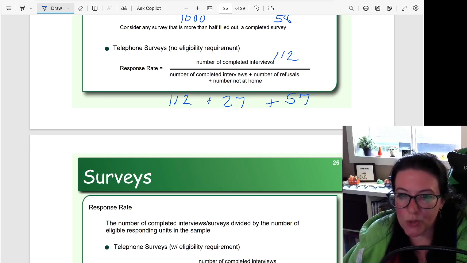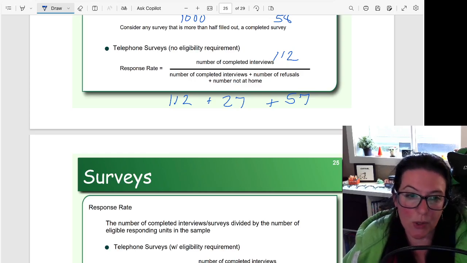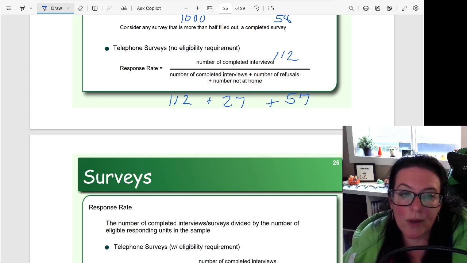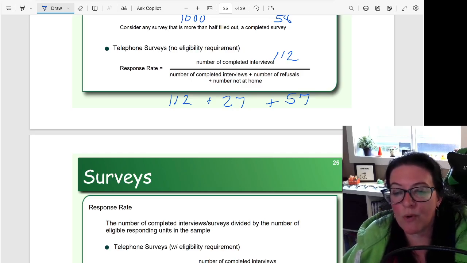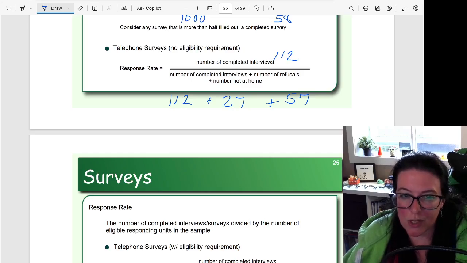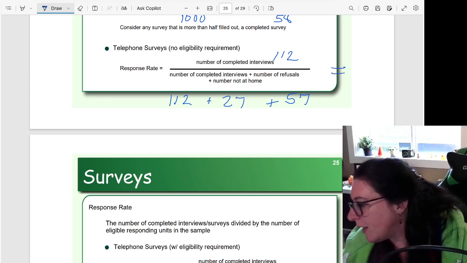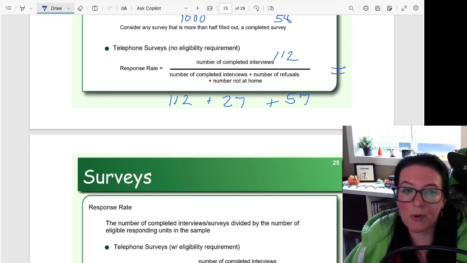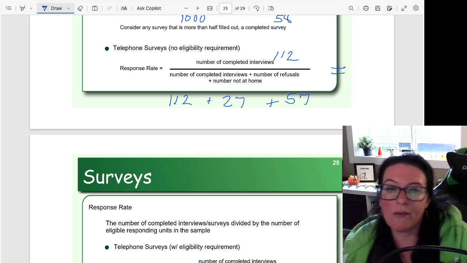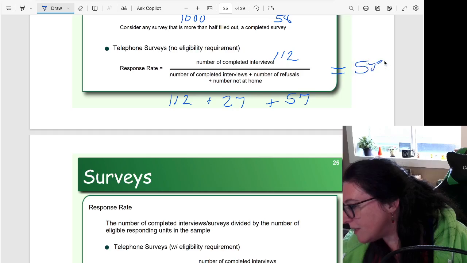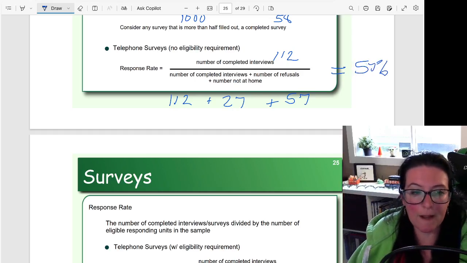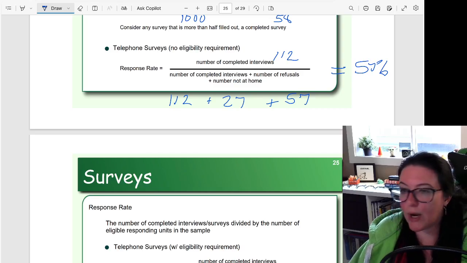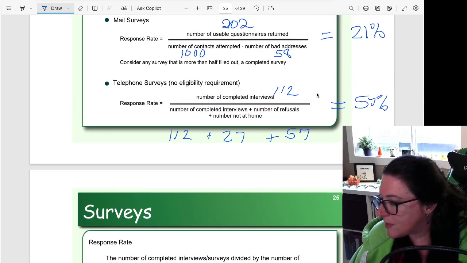Now, in that total of 200, you'll notice those 3 numbers don't add up to 200. The other ones we called, that phone number was no longer in service. So we don't include the ones that are no longer in service in our calculation. So we talked to 112 people. That 112 plus the 27 who refused plus the 57 who didn't pick up the phone gives us a response rate of about 57%.